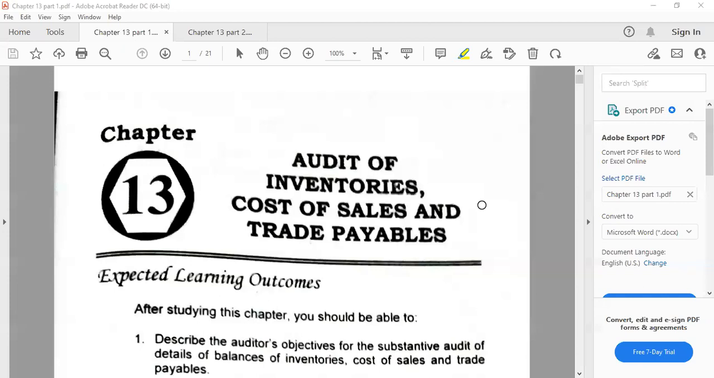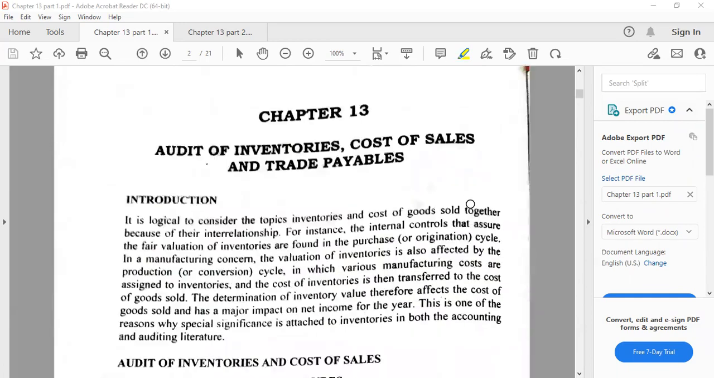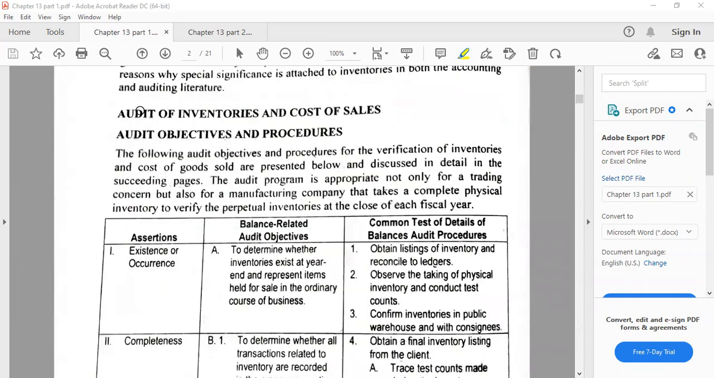So our main focus is not to know firsthand how to compute the proper balances of inventories, how to compute for the correct cost of sales, and how to determine the right amount of trade payables. But rather, we are on the investigative side because we are auditors. Now, in this subject, we are auditors, so we focus on the perspective of an external auditor. So let's begin. Let's start with the audit of inventories and cost of sales.